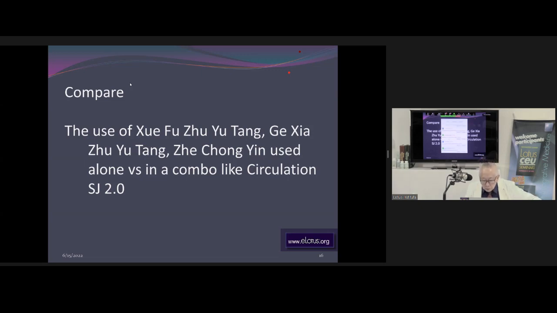Can Xue Fu Zhu Yu Tang be used for high pitch? Try it. It might work. This is Da Hong and Yincheng. Yincheng, Bei Yincheng, ask Tina.